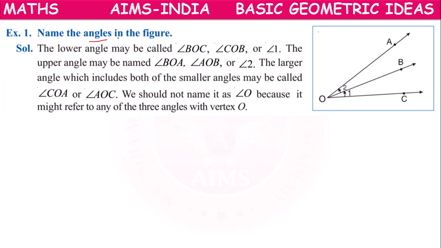So here, children, name the angles in the figure. Here COB is there, BOA is there. COB or BOC or angle 1. We can represent this angle 1 as COB, BOC, or angle 1. We cannot represent it as angle O, because the complete part is called angle O, but it has two parts here. Only this part cannot be named as angle O.